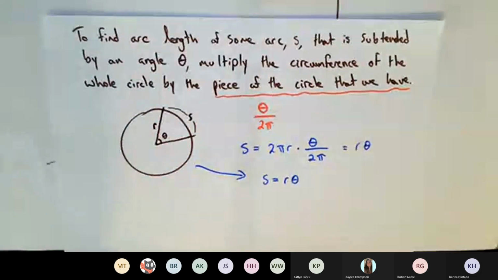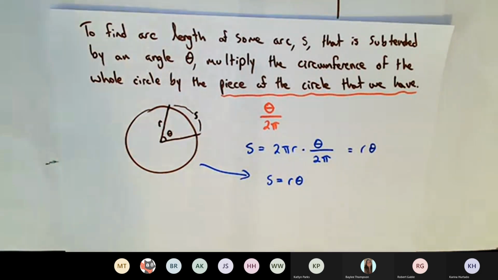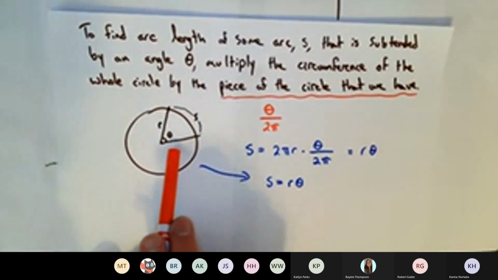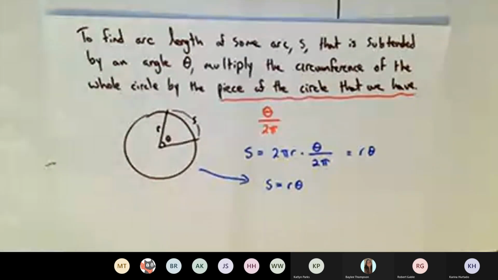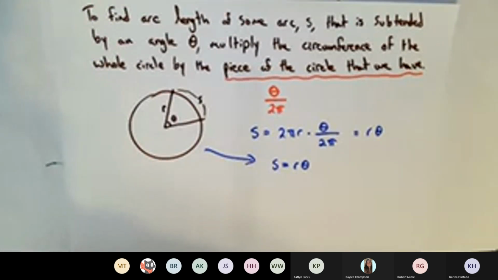Okay. Nice clean formula for arc length there. No shenanigans. Just three numbers involved: the length of the arc, the radius of this circle here, and the angle that subtends that arc. One second, let me read this and make sure this makes sense before I write it down. And then we'll do an example too. Sure, that makes sense.